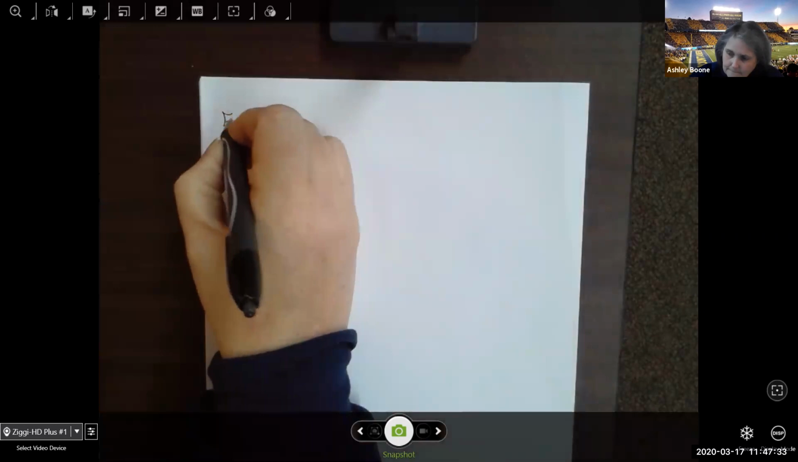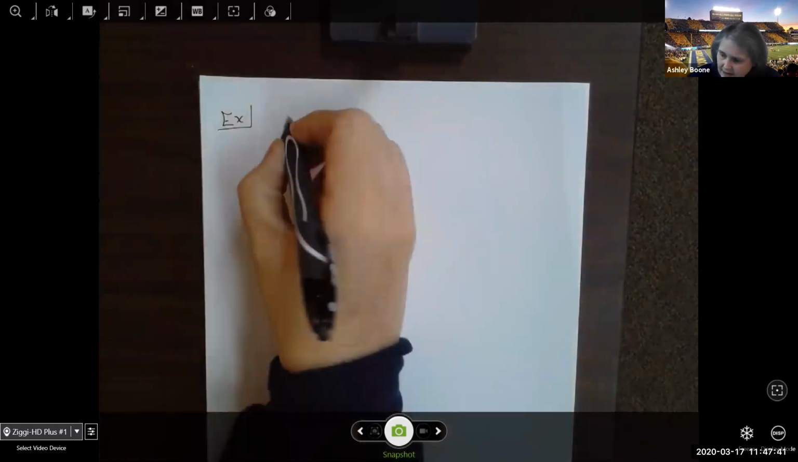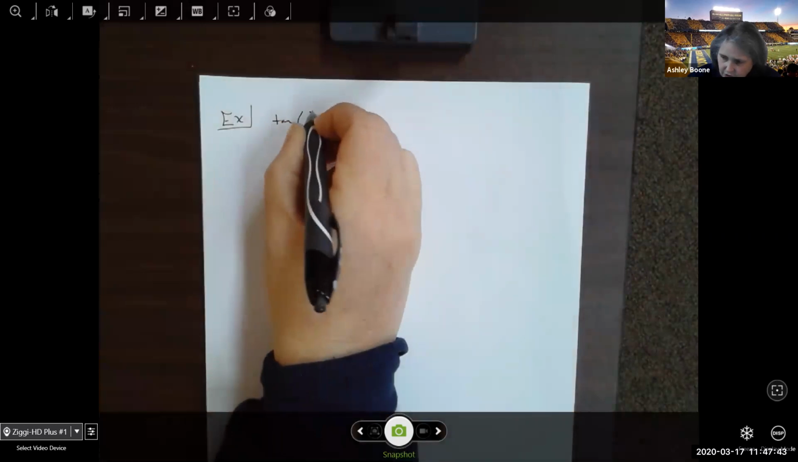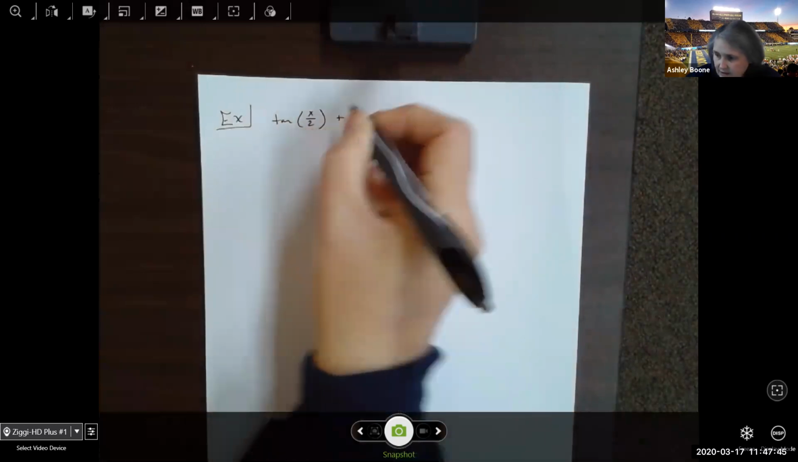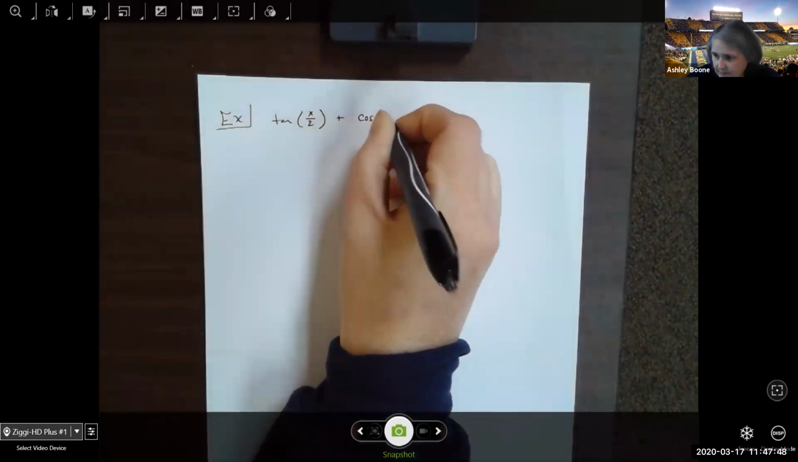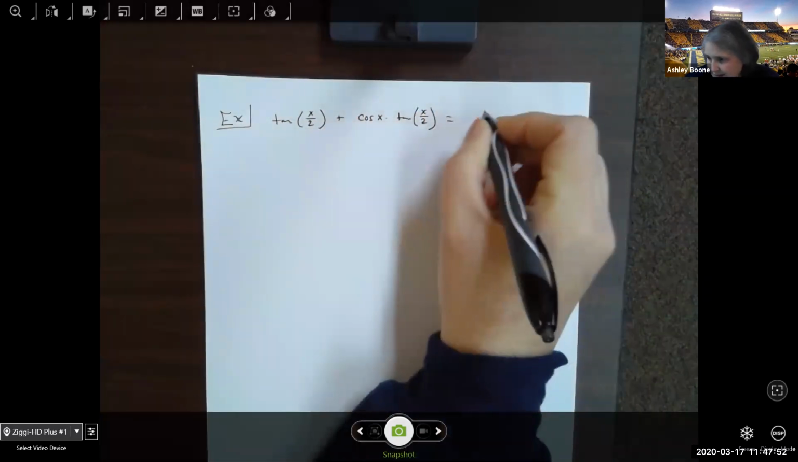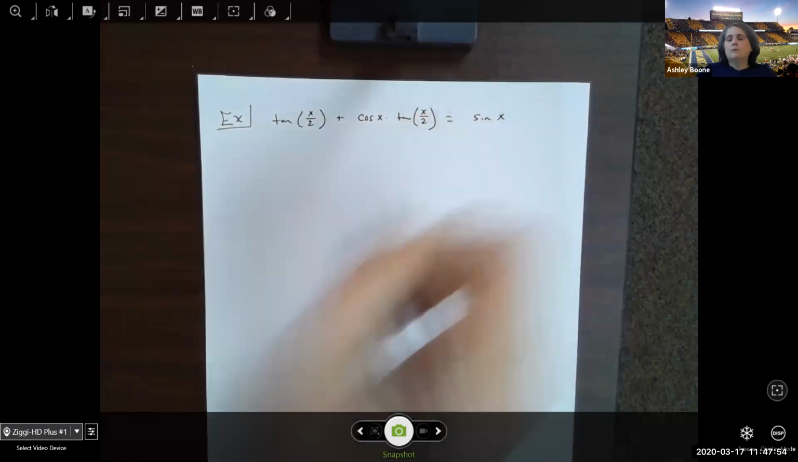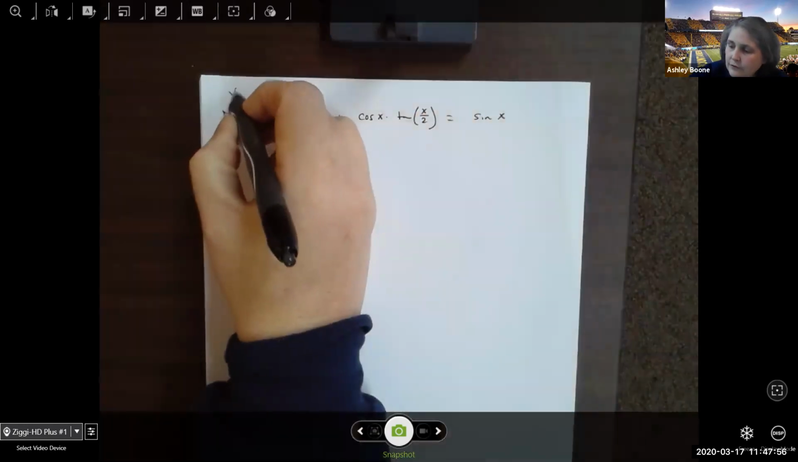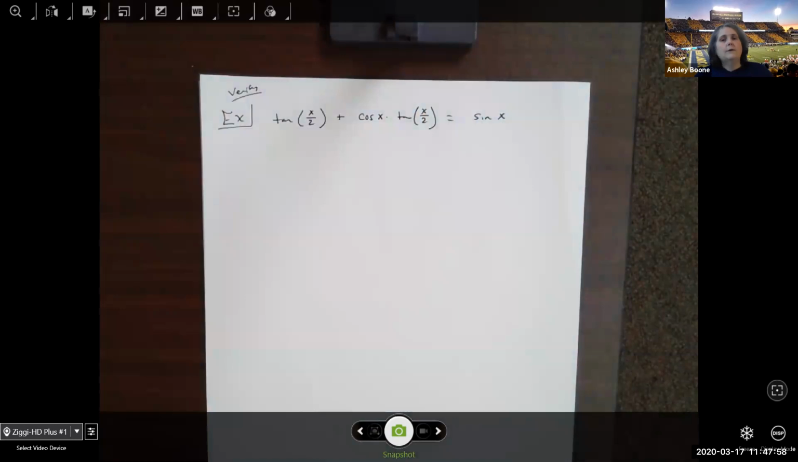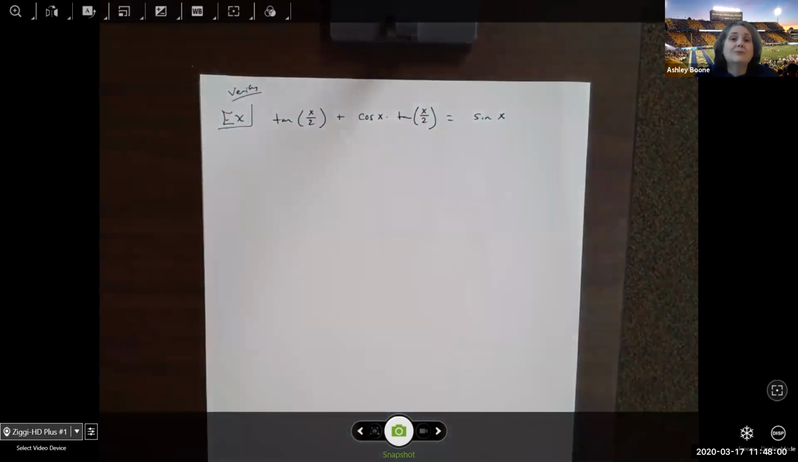Let's look at this guy. All of these are from our homework for this section. For this one, I have the tangent of x over 2 plus the cosine of x times the tangent of x over 2 equals the sine of x. When we are verifying and proving identities, we always pick a side that we can work the most with and try to get it to the other side.